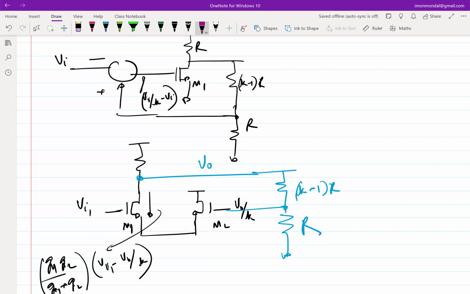So let's do that. Let's assume V0 has increased. I have not changed Vi1, Vi2, nothing has changed, but for some reason, let's assume V0 has increased. So what will happen to V0 over K? V0 increases, so V0 over K increases. What can you comment on this voltage? Again, don't disregard Vi1, so let's assume Vi1 is incrementally grounded. If V0 over K increases, what can you comment on that common node? It goes up. Good. Then what happens to this voltage?